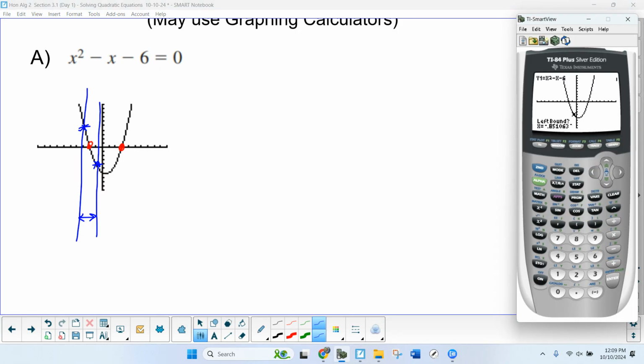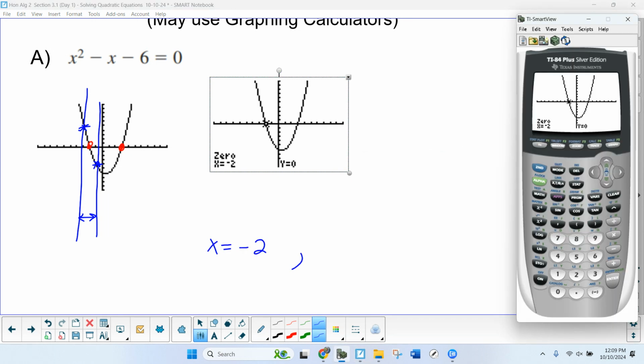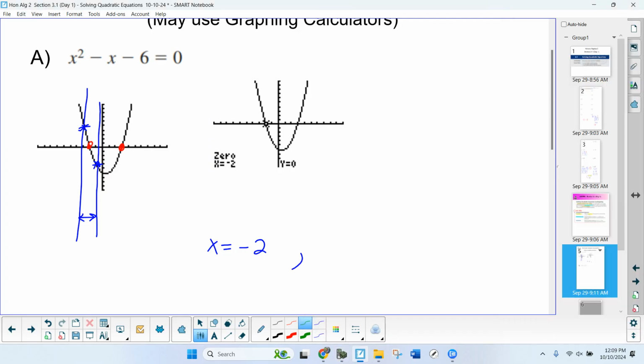So let me do this one. So I'm going to go left bound, enter, right bound, enter, hit enter again. What is the first solution? Where does y equal 0 for the first one? -2. There's one solution. X equals -2. Now, the next one, when I find the other one, left bound here, right bound here, find it between.